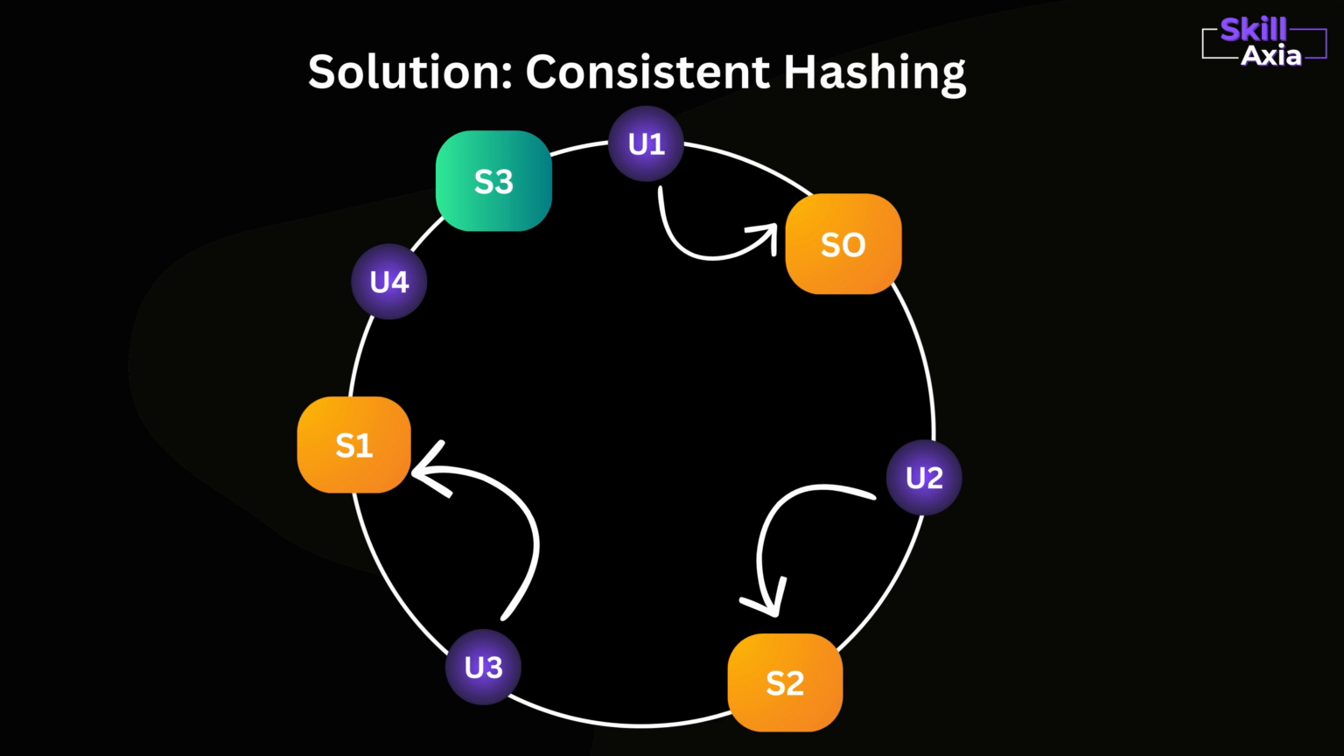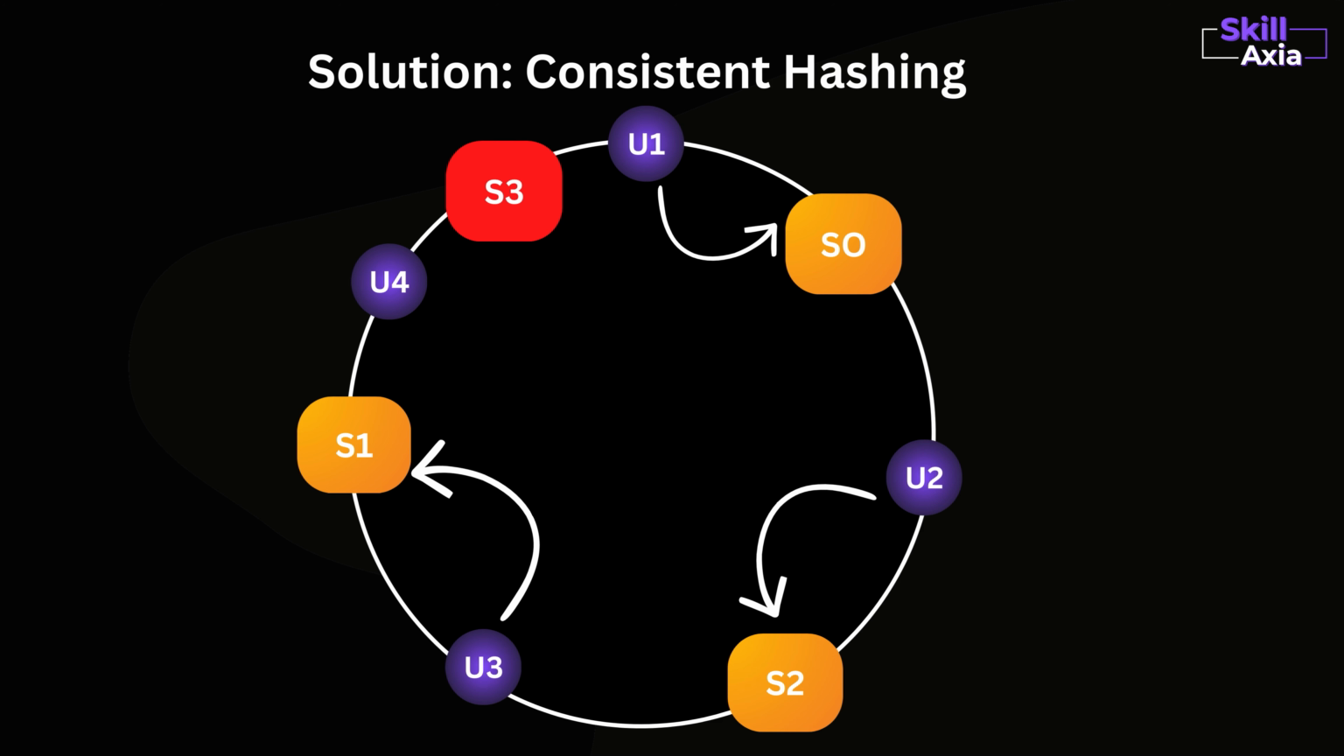Now we have added a new server, that is S3. So all the requests between S1 and S3, that is U4 here, are mapped to S3 because when looking from U4, S3 is the first server it is encountering in the clockwise direction. Other than U4, no other request is required to be remapped or readjusted.